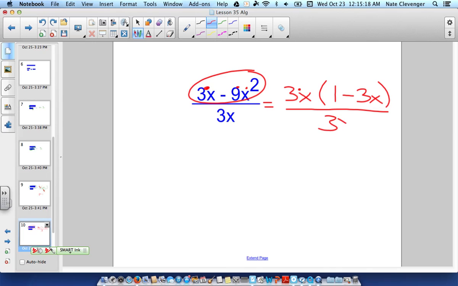Then that's over 3x. Now the implied operation between 3 and the x and the quantity is multiplication. So I can reduce the 3 and the 3 and the x, and that all goes to 1. So your answer to that would be 1 minus 3x. If you show it with parentheses, that's fine, or it could be without at this point since we got rid of that other stuff. So there you go.